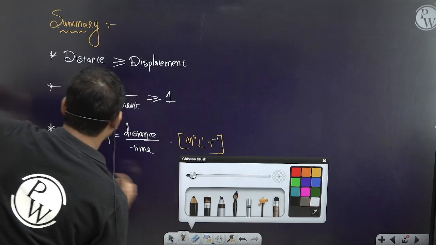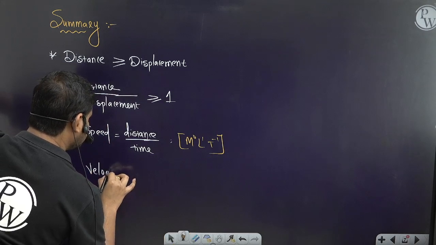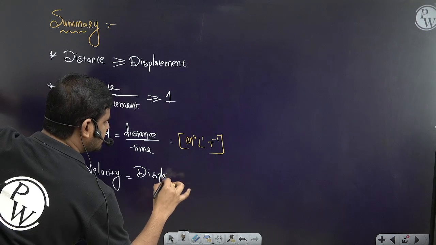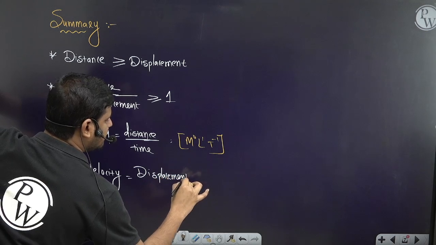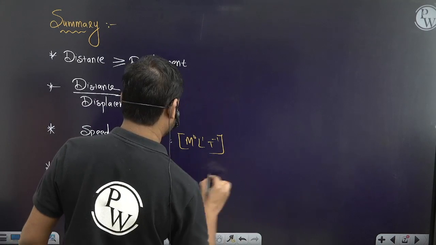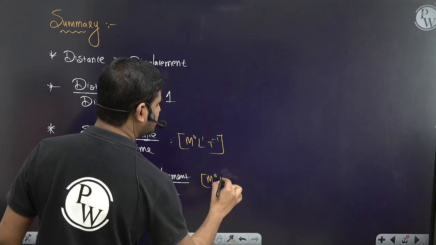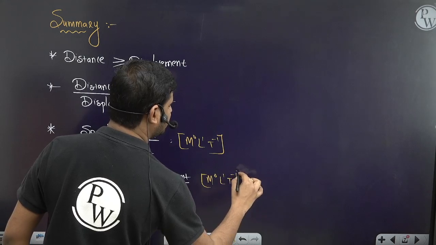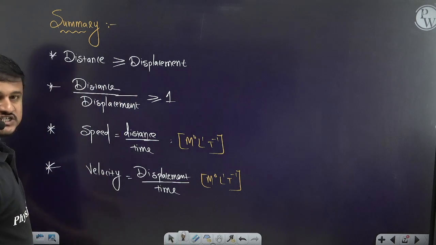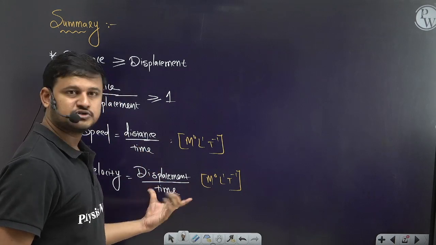The same we can write for velocity. Velocity is nothing but displacement by the time taken. Again the dimensional formula is the same, M to the power 0, L to the power 1, T to the power minus 1. We know that speed is a scalar and velocity is a vector, and the units are either meters per second or kilometers per hour. Here also it's the same thing.